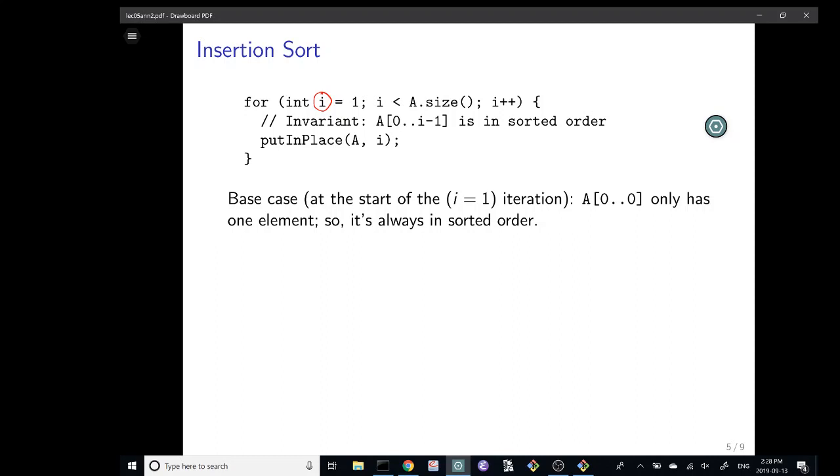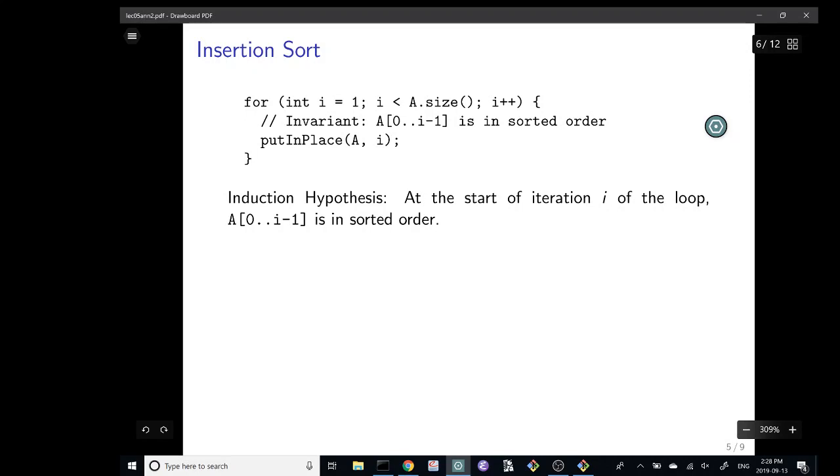But I don't want to invent another variable. I just want to use one that's already there. And I've got a perfectly good one, which is I. But it starts at iteration 1. So I want the loop invariant to hold in the base case before the start of iteration 1, I equals 1. And so, okay, is it true that A[0] has only one element? Yes, it is. So it's always in sorted order. So this is great. So we're done. Everybody happy? Is that too quick?